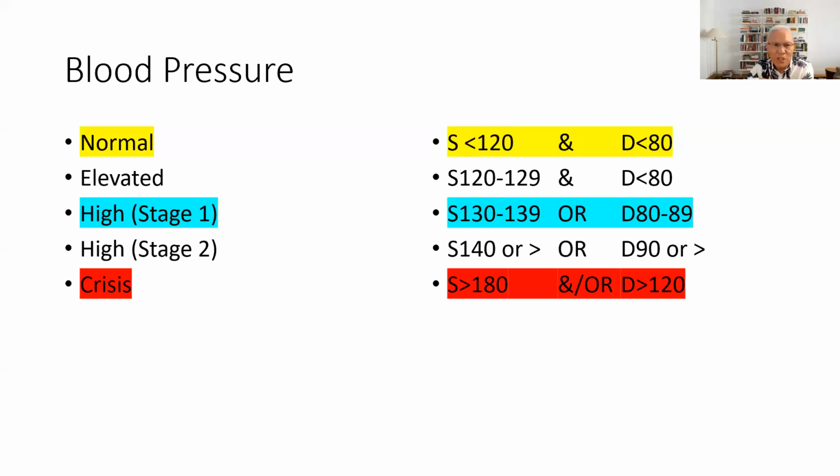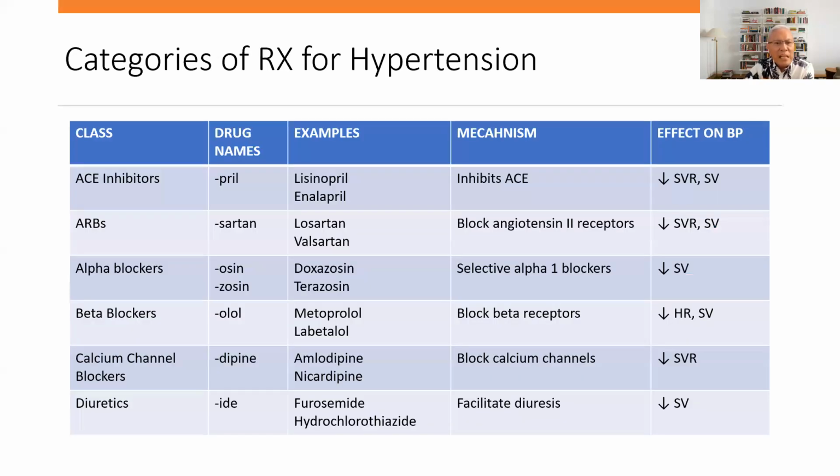So let's make sure that we are familiar with this new definition of what high blood pressure is and what normal blood pressure is. In dealing with blood pressure, we have a lot of categories for therapy for hypertension, and they include your ACE inhibitors, your angiotensin receptor blockers or ARBs, your alpha blockers, your beta blockers, your calcium channel blockers, and of course, diuretics. So we will talk about most of these in the next slides to follow.